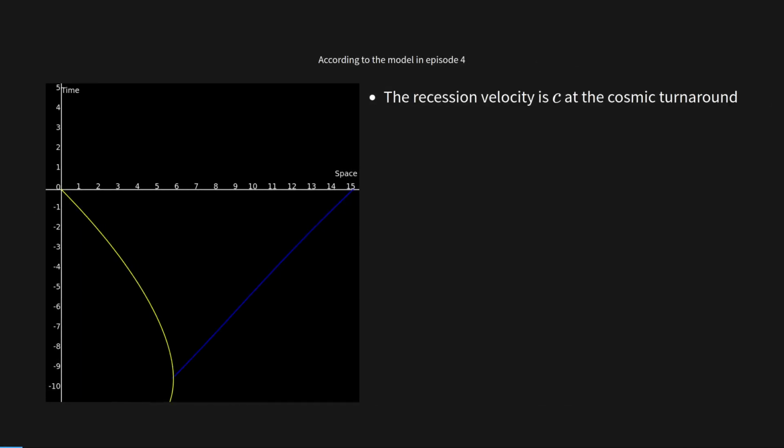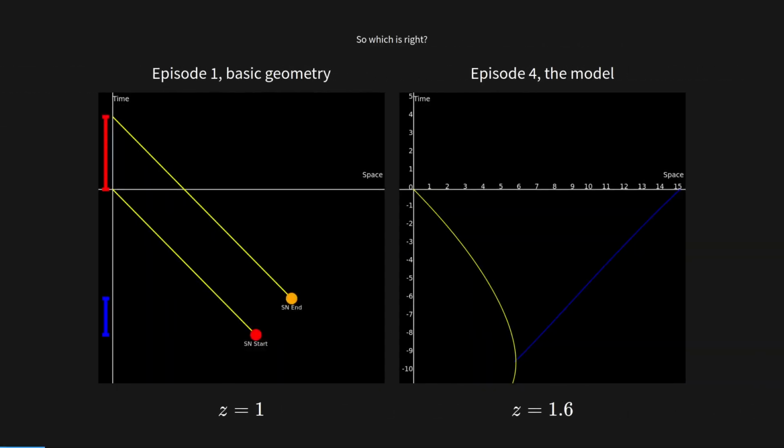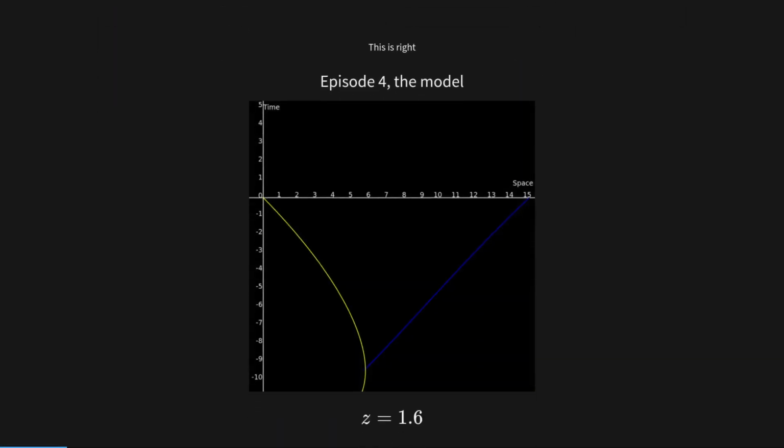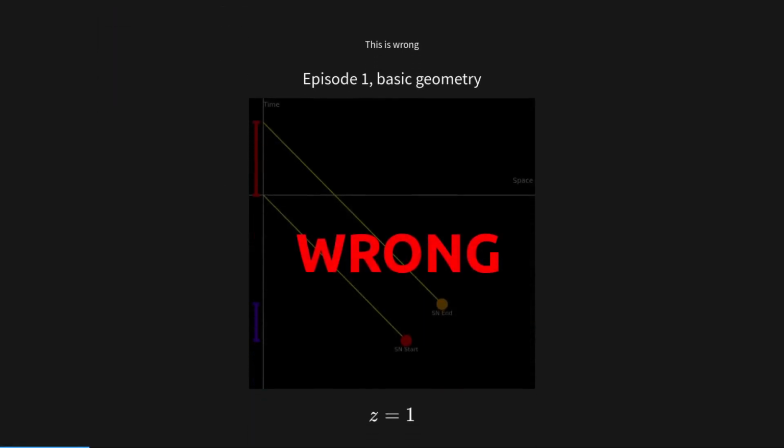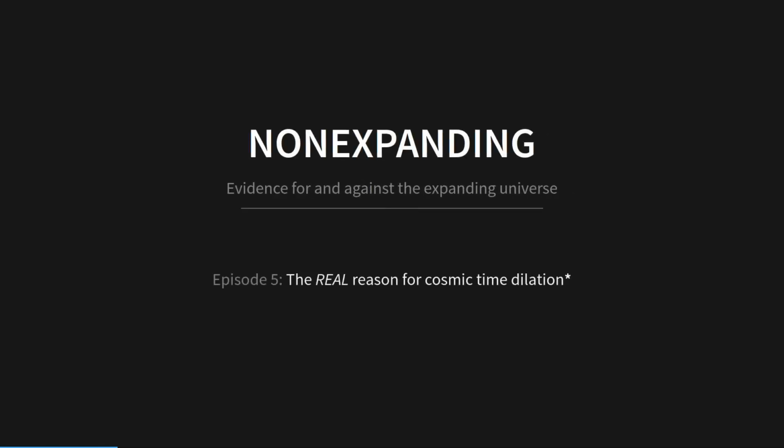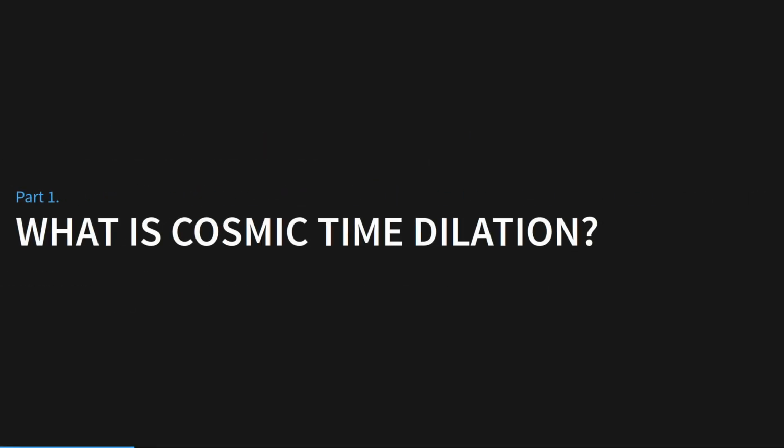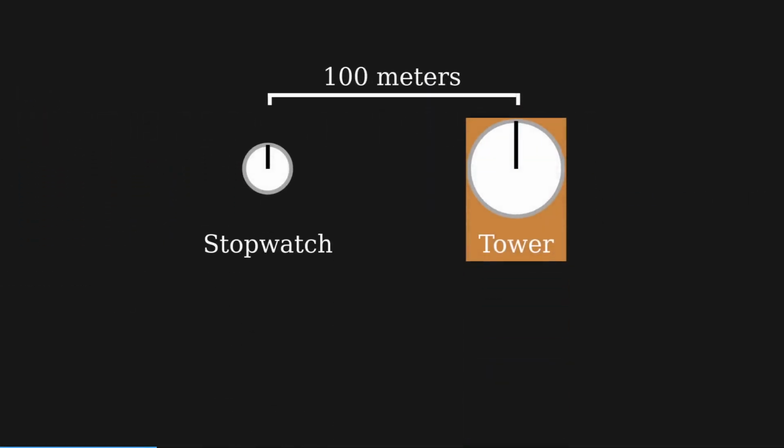We said in episode 4 that the recession velocity is c at the cosmic turnaround, and that's at z equals 1.6, so time should be stretched by 2.6. Well, which is right? The model is right. This picture is wrong. And we're going to talk about that today and the real reason for cosmic time dilation. First of all, what is cosmic time dilation?